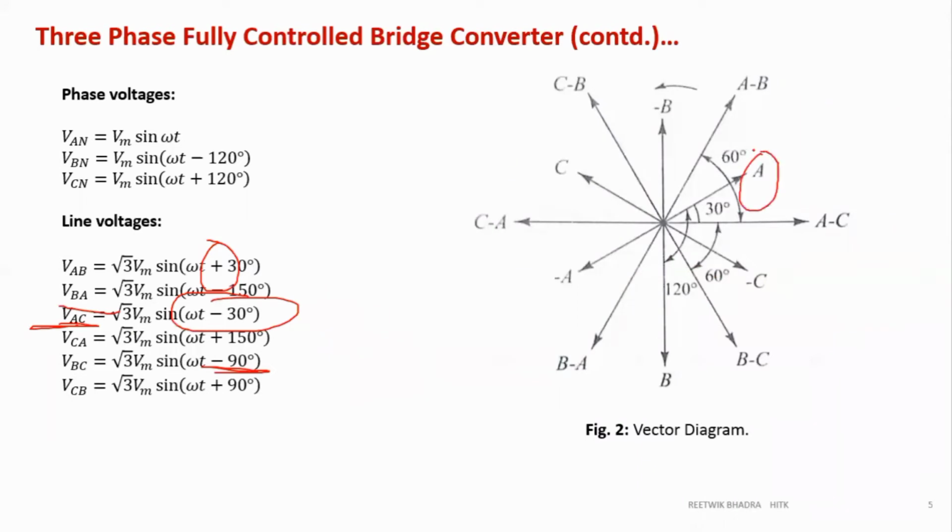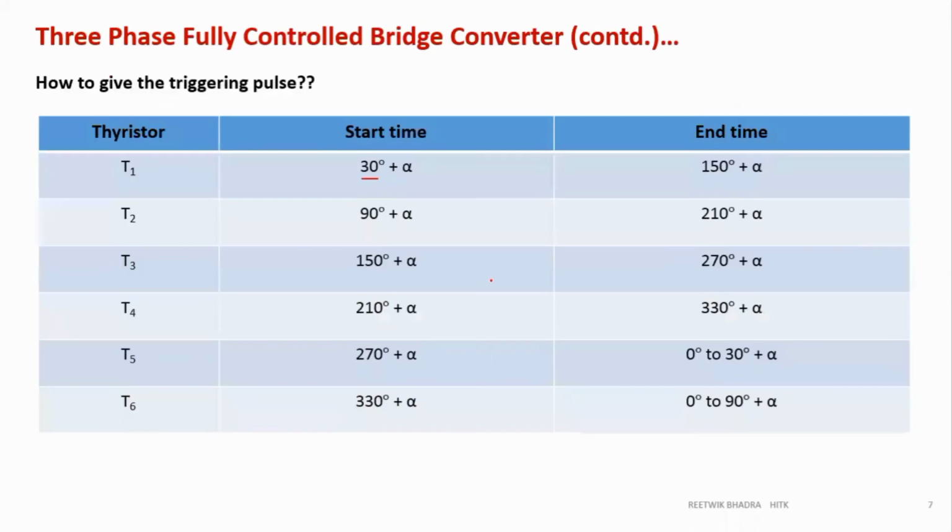From any phase to line, what is the difference? 30 degrees. So which is my reference? My phase. So from phase to line, how much is the difference? 30 degrees. Since I have taken phase as my reference, my output voltage should be at a 30 degree phase displacement. So for the triggering pulses, instead of giving a firing angle alpha alone, we will already have a delay of 30 degrees.